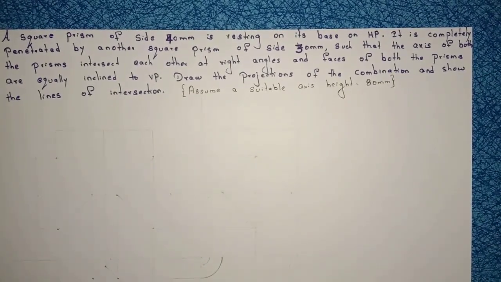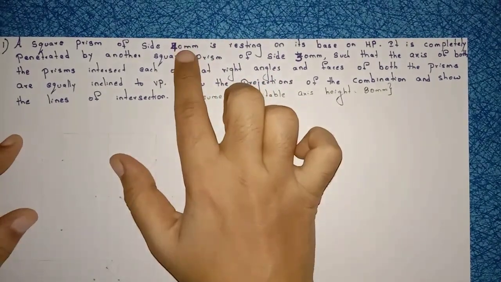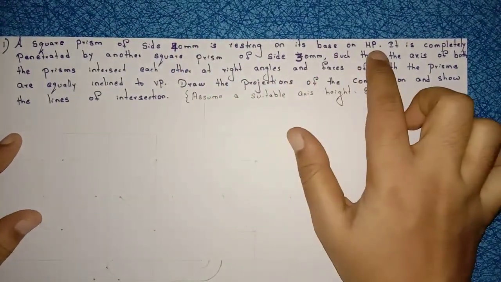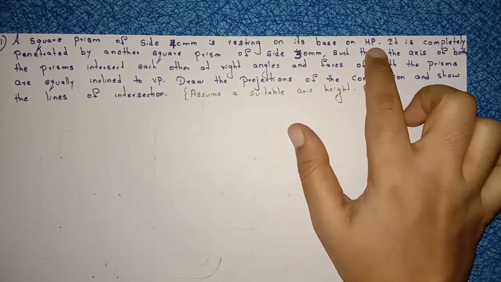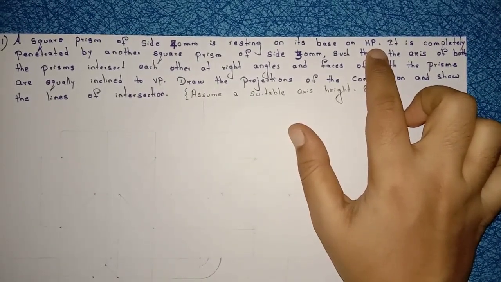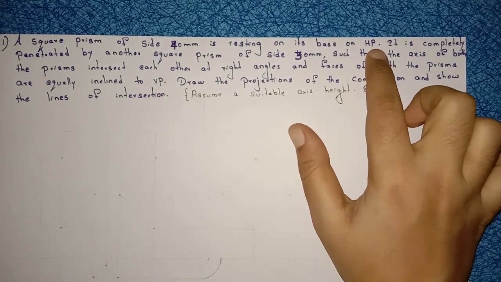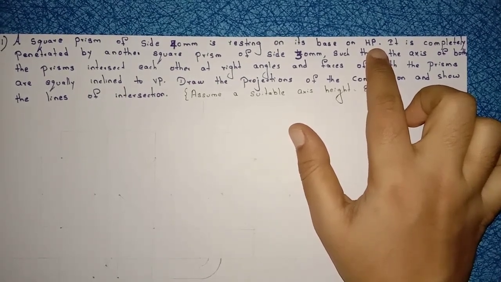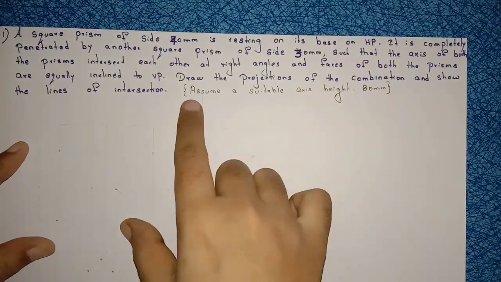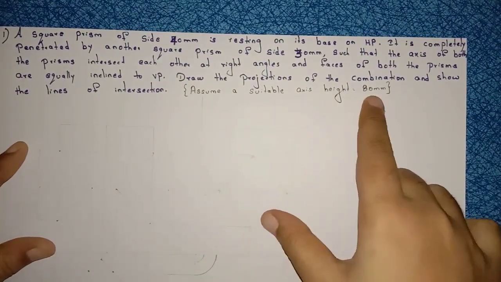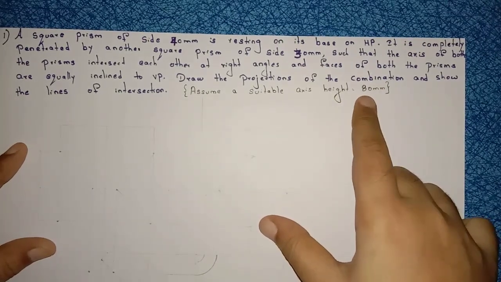Right, here we are going to construct the square prism of side 40 mm resting on its base on HP. See, this is a prism. They didn't mention any height here, just the side length of the square, so you can assume any height. I took here, assume a suitable axis height of 80 mm.